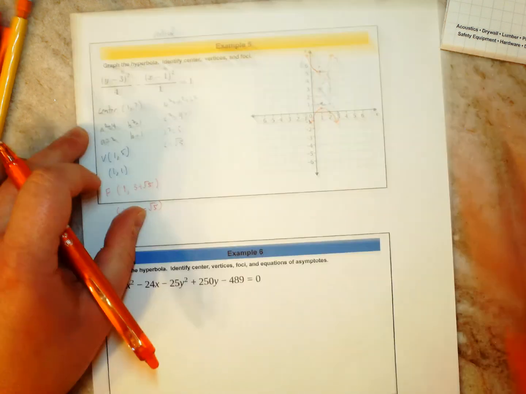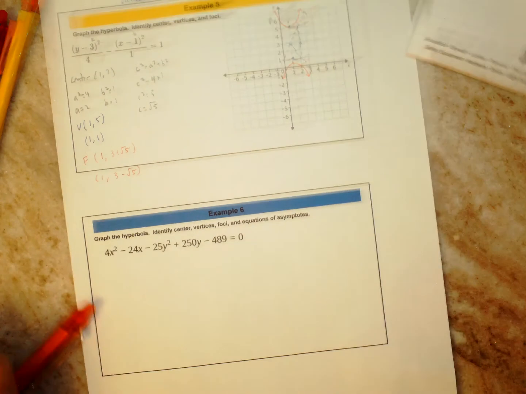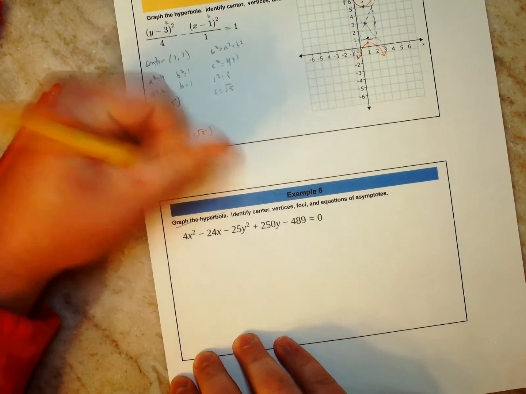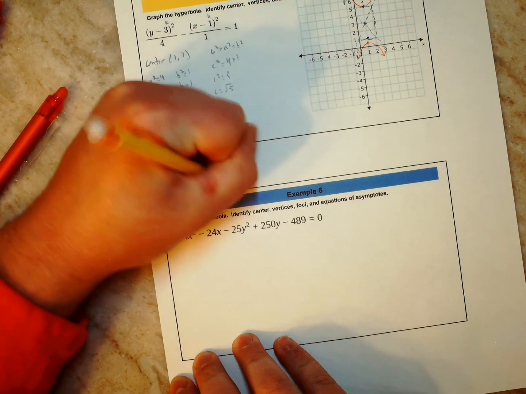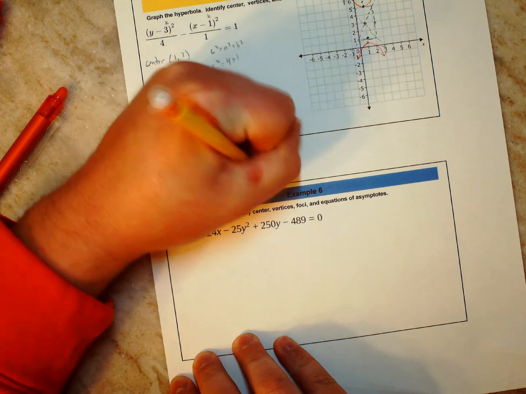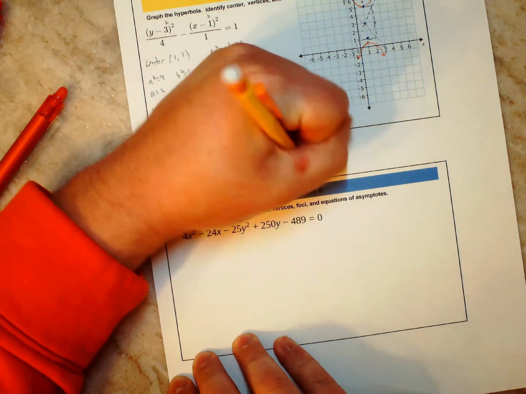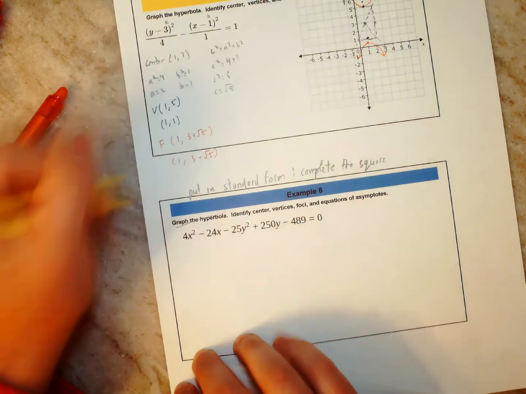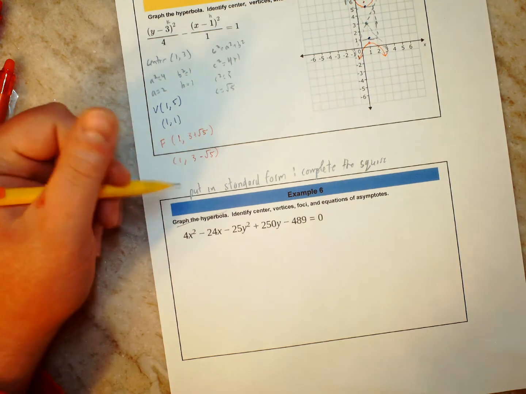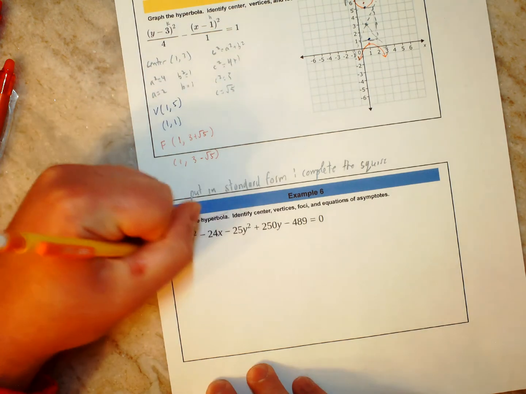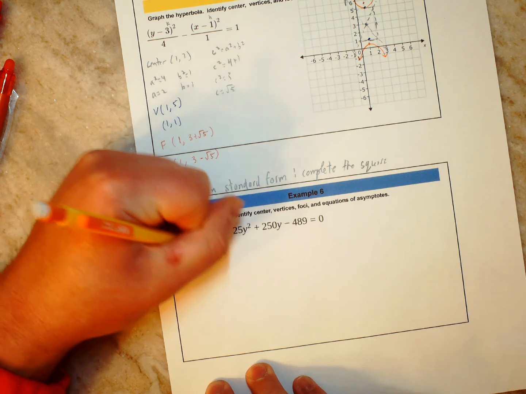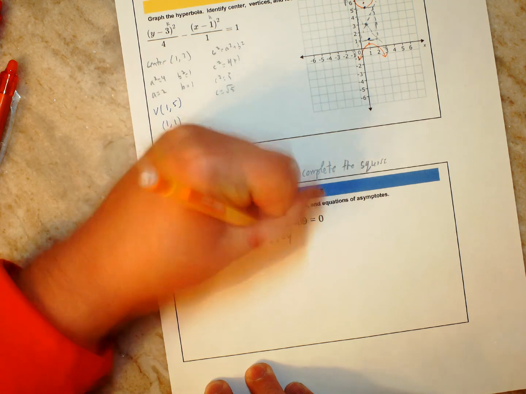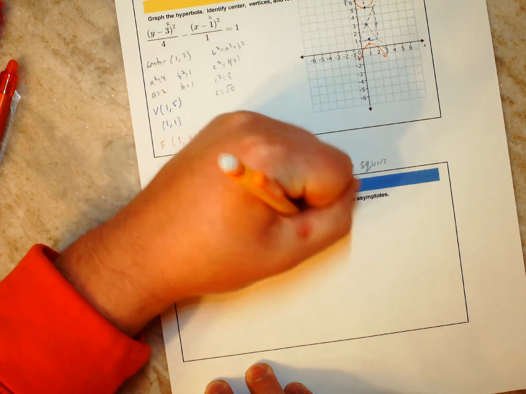All right, so the last one we're going to do is putting the hyperbola in standard form. We're not going to graph it just because we just did 2 graphing problems. So all we're going to do is we're going to put it in standard form, we're going to complete the square. So first thing we're going to do, I'm going to rewrite it all. 4x squared minus 24x minus 25y squared plus 250y. And I'm going to add this 489 to the other side. So that's going to equal 489.